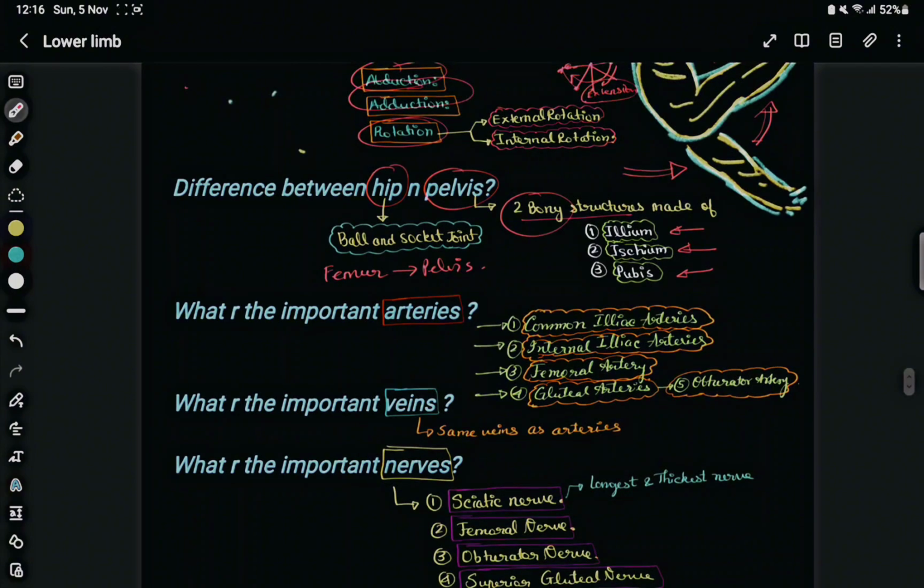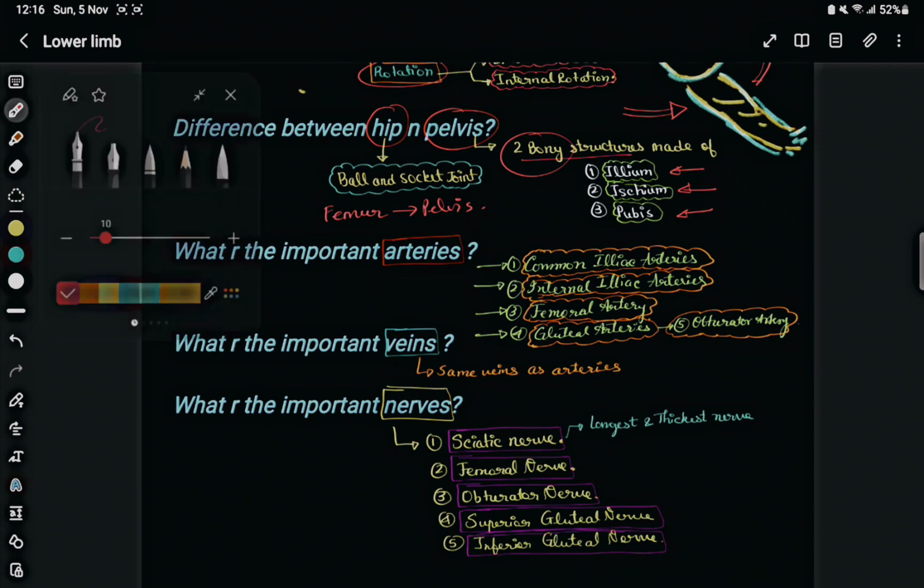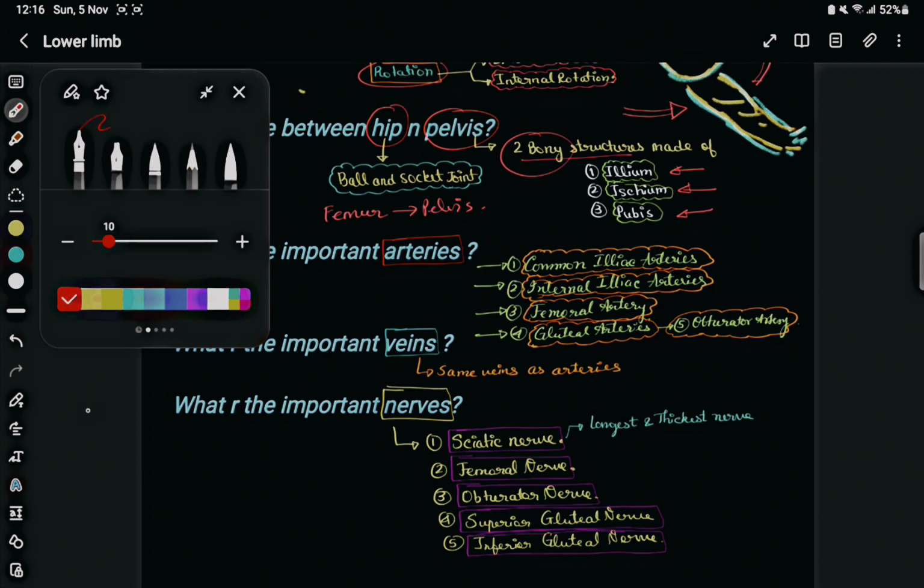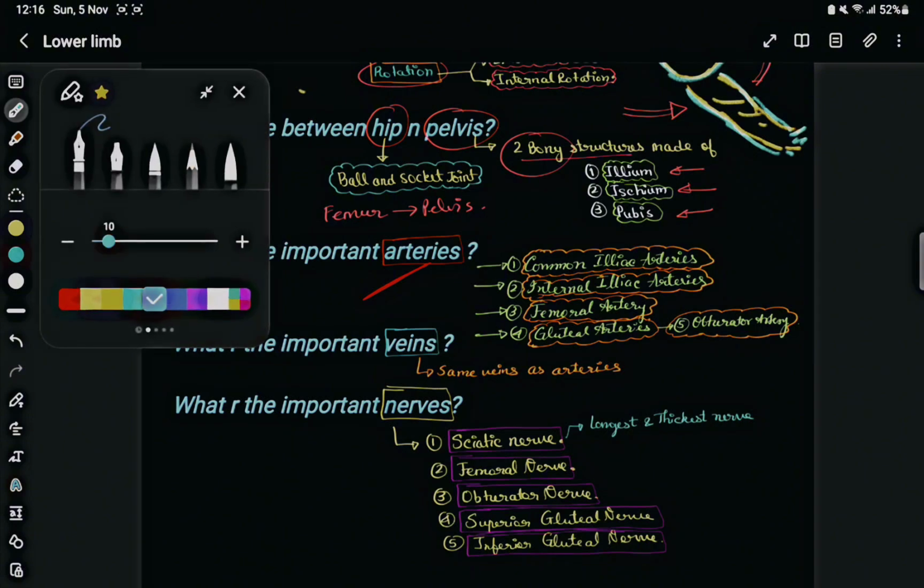You can see the arteries: common iliac arteries, internal iliac arteries, femoral artery, gluteal arteries, obturator artery. And the veins, if you tell me what are the veins. I always mark arteries in red, to be honest, because arteries are red. I always mark arteries in red, and veins in blue. Veins in blue every time.